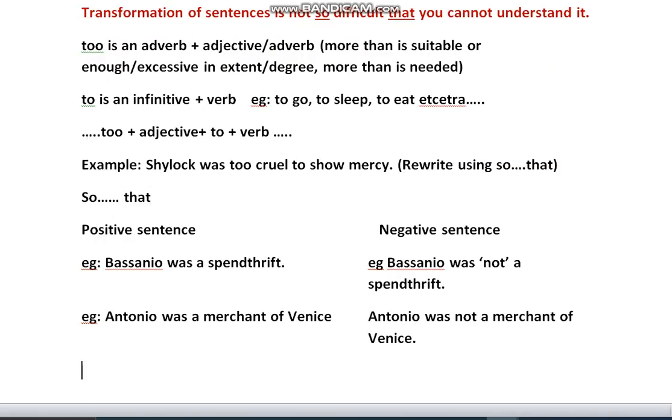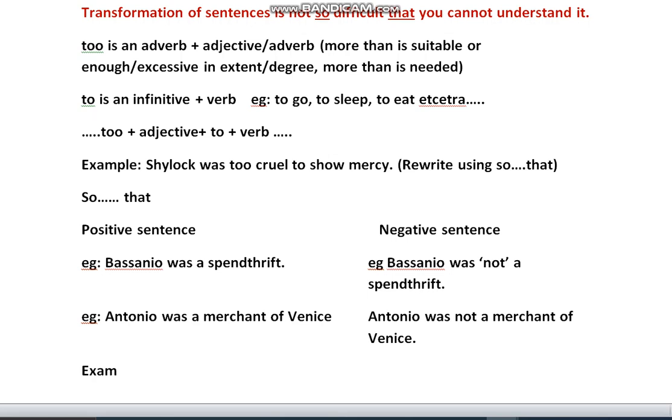Once again, back to the rule that we were discussing: a sentence containing too and to, if it is a positive sentence, then the sentence with so and that will be a negative sentence. Now to justify this, I will give you an example. These examples were to explain what positive and negative sentences are. Now we'll talk about it with reference to too and so that.